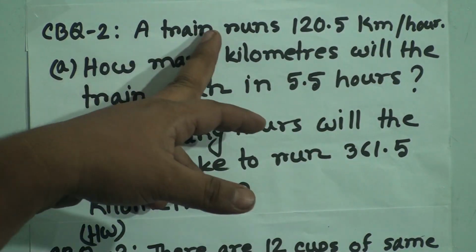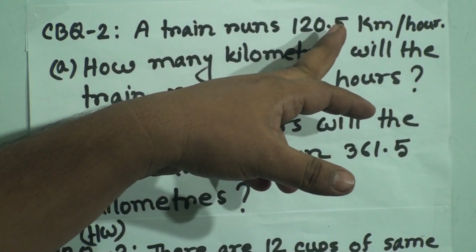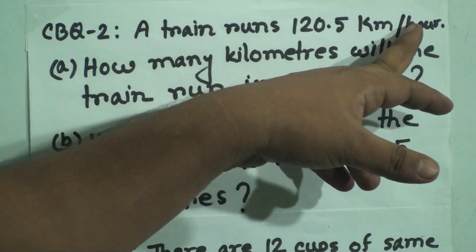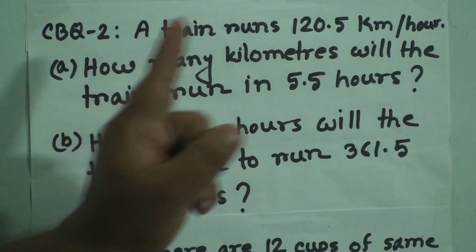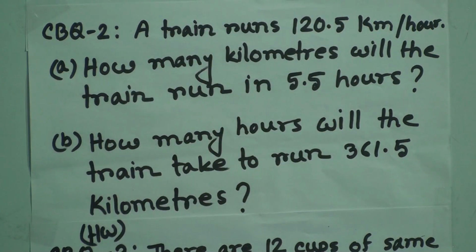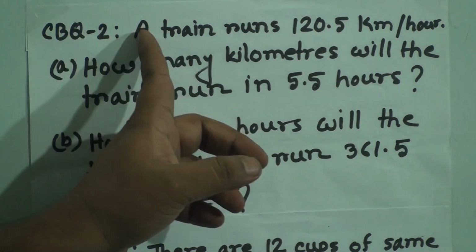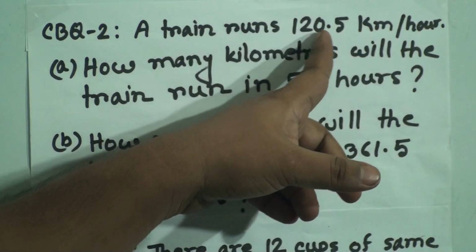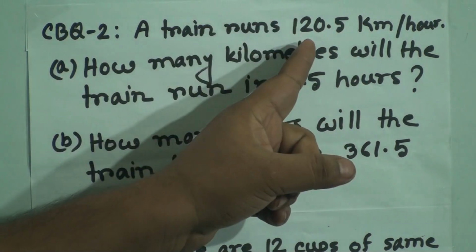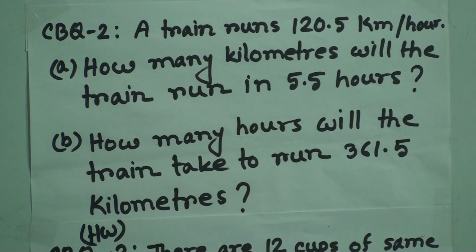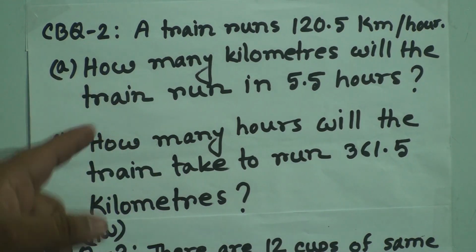Okay, a train runs 120.5 km per hour. This sentence means in 1 hour a train runs 120.5 km. I repeat, a train runs 120.5 km per hour. This sentence means in 1 hour a train runs 120.5 km. If you can understand this sentence, then you can easily solve question number A and also B.